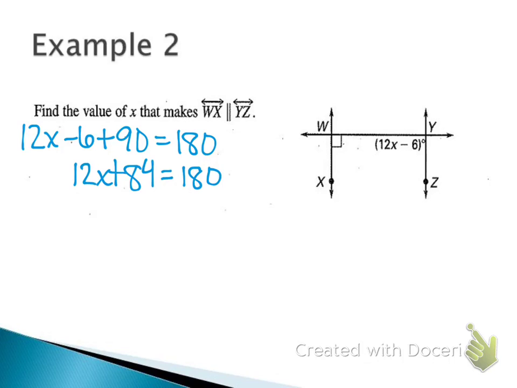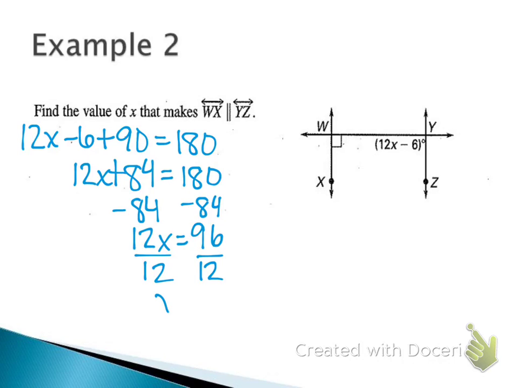Who can help me continue to solve this? Angel? Subtract 84 from both sides. That leaves us with 12x equals 96. Then what? Divide 96 by 12. We get x equals 8. Very good.